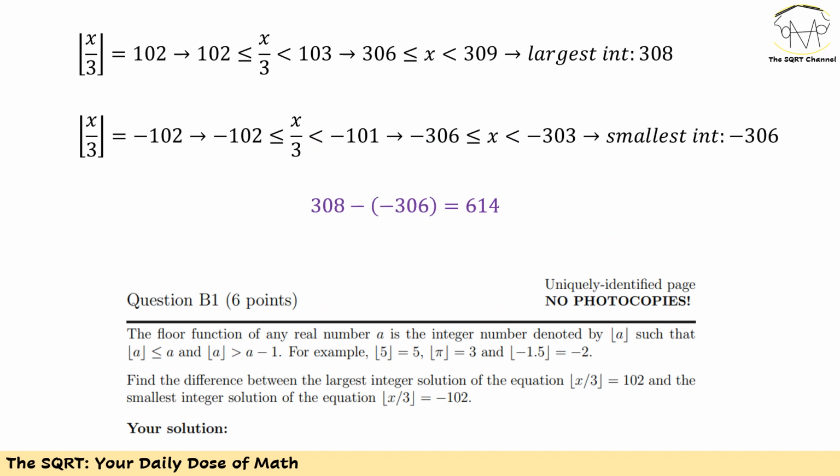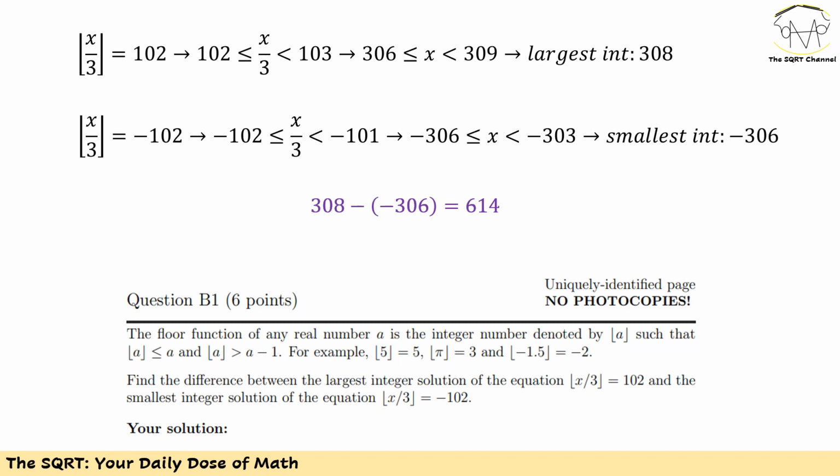So I'm going to start with saying that I have floor of x over 3 equals 102. So x over 3 is going to be greater than or equal to 102 and less than 103. Multiplying both sides by 3 leads to x being between 306 and 309, and it can be 306 too. So now the largest integer that I can have is obviously 308. I cannot go beyond that.